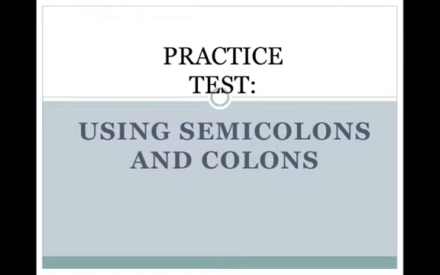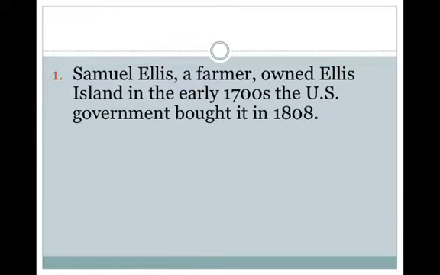Let's take a practice test using semicolons and colons. Number 1. Samuel Ellis, a farmer, owned Ellis Island in the early 1700s. The U.S. government bought it in 1808. And in this example, we need a semicolon after 1700s. It's basically separating those two independent clauses.